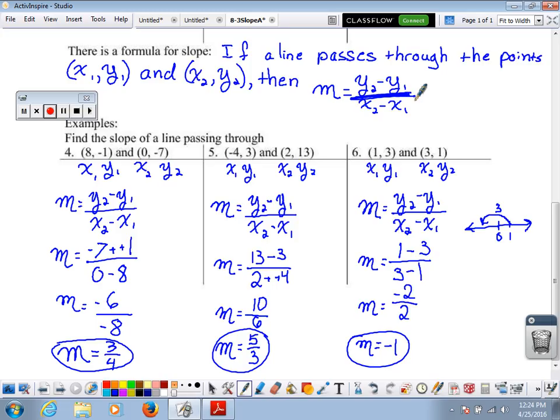So do some scratch work. Do it pencil and paper, just use the calculator at the end to do what you need it for. You could use parentheses. You could put y2 minus y1 in parentheses and x2 minus x1 in parentheses. Okay?